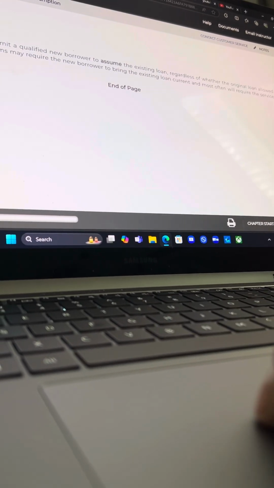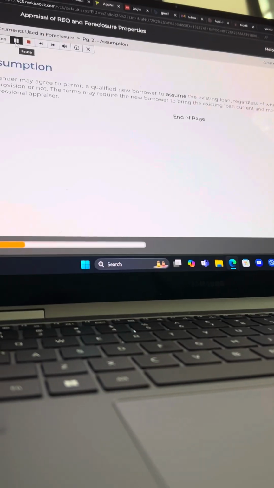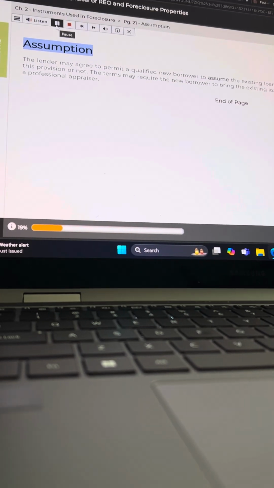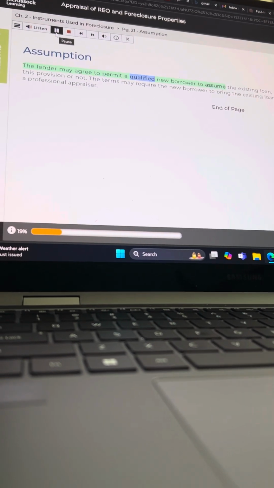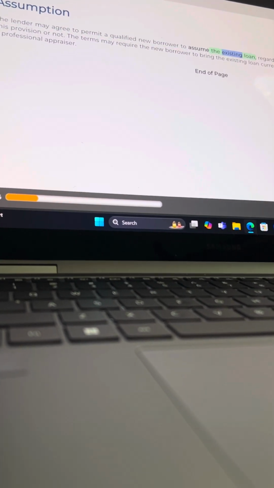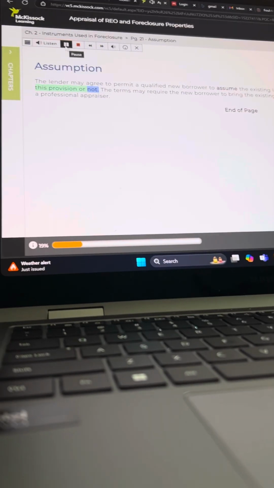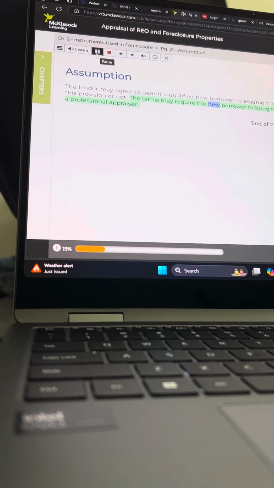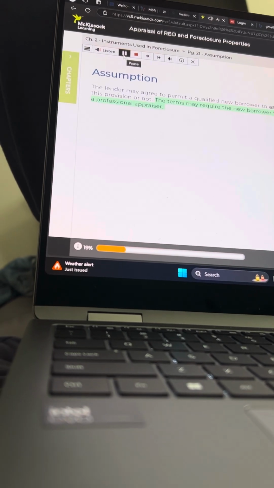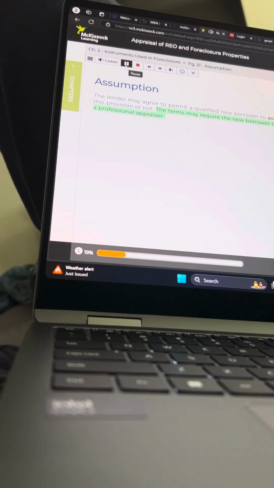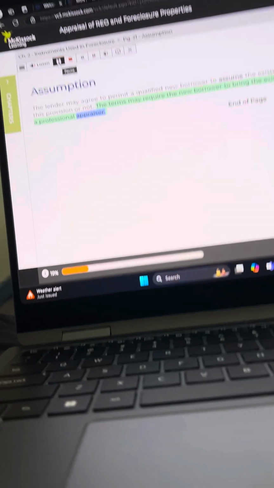Page 21. Assumption. The lender may agree to permit a qualified new borrower to assume the existing loan, regardless of whether the original loan allowed for this provision or not. The terms may require the new borrower to bring the existing loan current and most often will require the services of a professional appraiser. End of page.